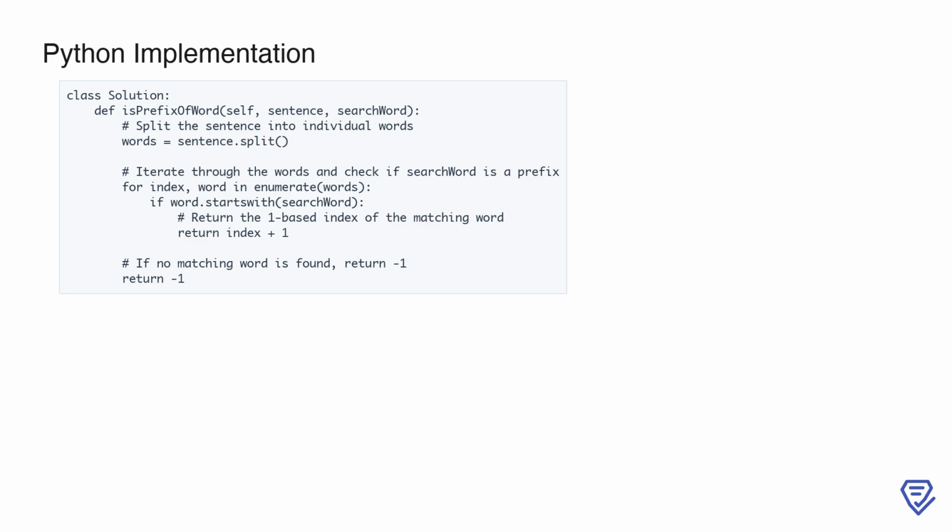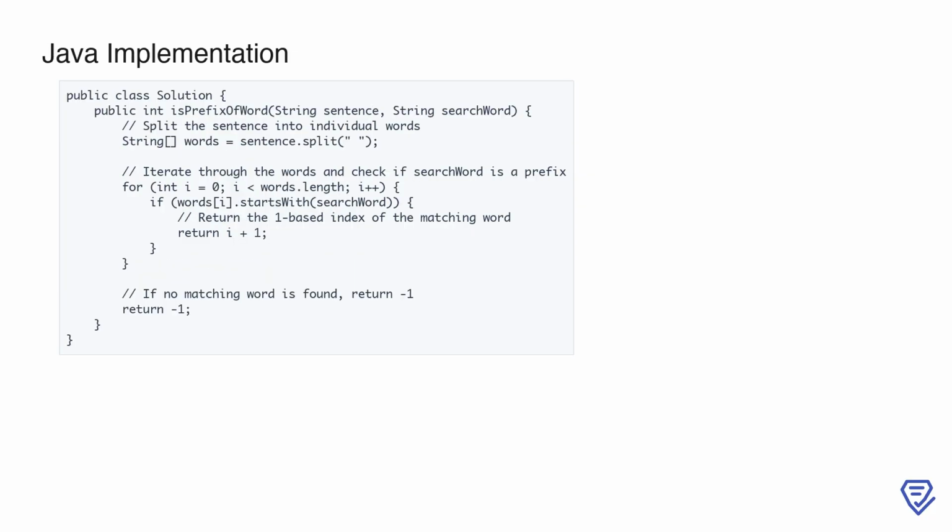This solution is efficient and runs in O(n), where n is the total number of characters in the sentence, because we process each word and check the prefix in linear time. It also handles edge cases like an empty sentence or a search word that is longer than any word in the sentence. This is the Java implementation of LeetCode problem number 1455, which checks if a word occurs as a prefix of any word in a sentence.